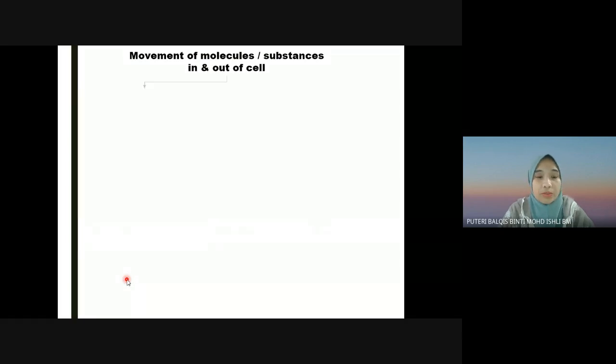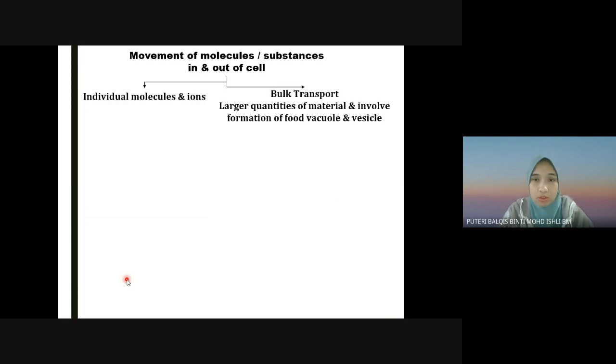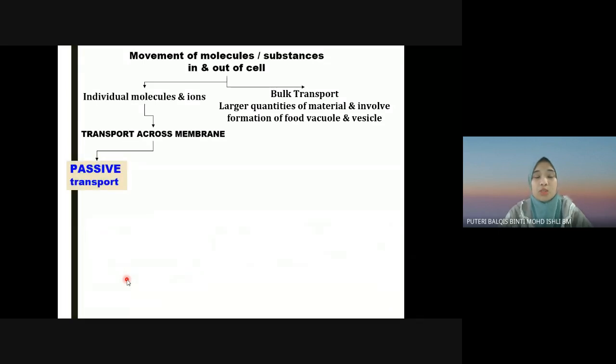For movement of molecules or substances in and out of the cell, for individual molecules and ions, and also bulk transport. For individual molecules and ions, we have transport across the membrane. For transport across the membrane, we have two types: passive transport and also active transport. Passive transport is down the concentration gradient.